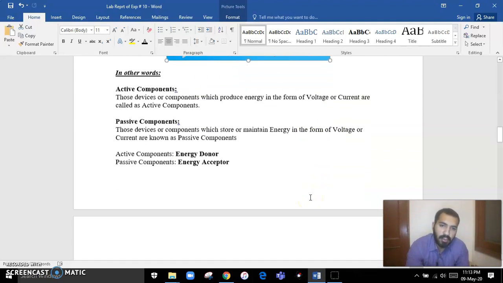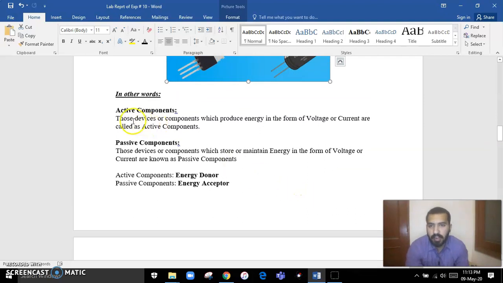Okay, so in very simple words, here is a summary: active components are those devices or components which produce energy in the form of voltage or current. This is another definition you can also use when you are going to explain active or passive components. Like a transistor or an amplifier that produces amplified voltage or amplified current, the amplified value from the input value. Basically, this is performed by an amplifier or by a transistor.